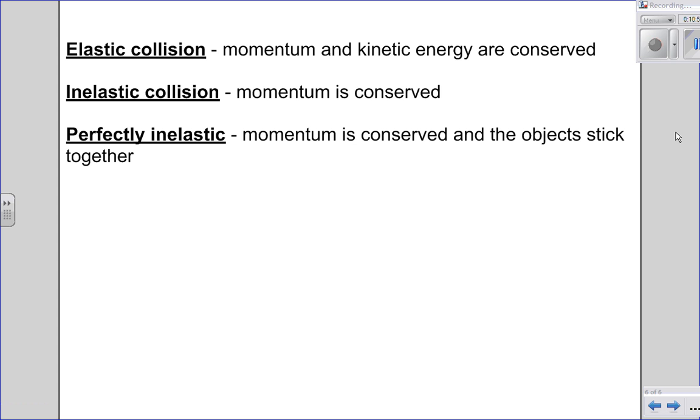What we've learned here is that momentum is conserved in all collisions. Kinetic energy is only conserved in that special case called an elastic collision, but momentum is always conserved. So the momentum before equals the momentum after any collision or explosion. And these are the types of problems we'll be doing in class.